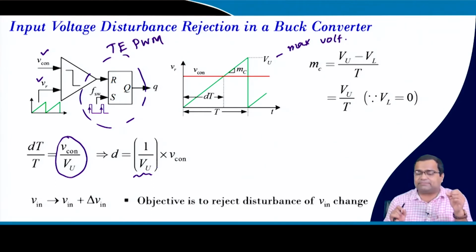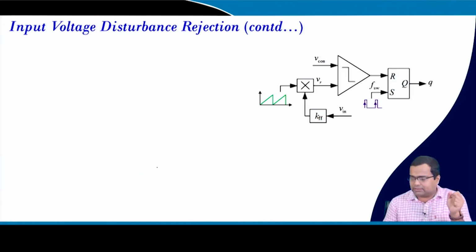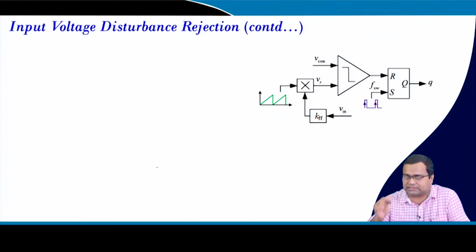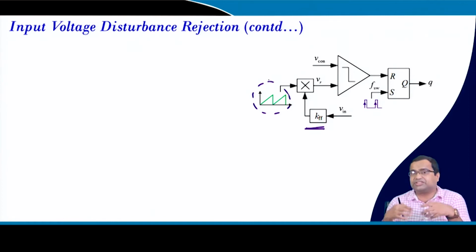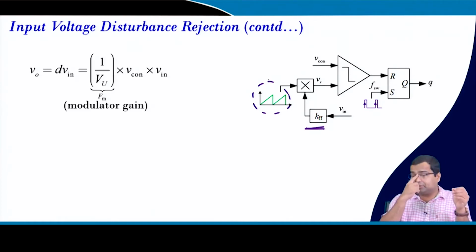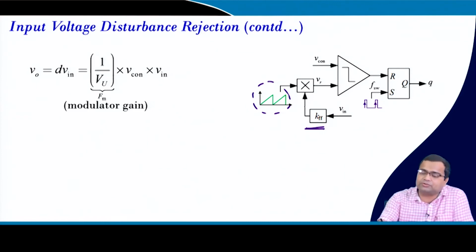And if we apply any supply disturbance, our objective is, can we reject this disturbance or not? In order to do that, let us consider a feed forward action. What is that? We want to change the ramp slope when there is a change in the supply. That means I want to connect a feed forward action, where the ramp slope will be multiplied.